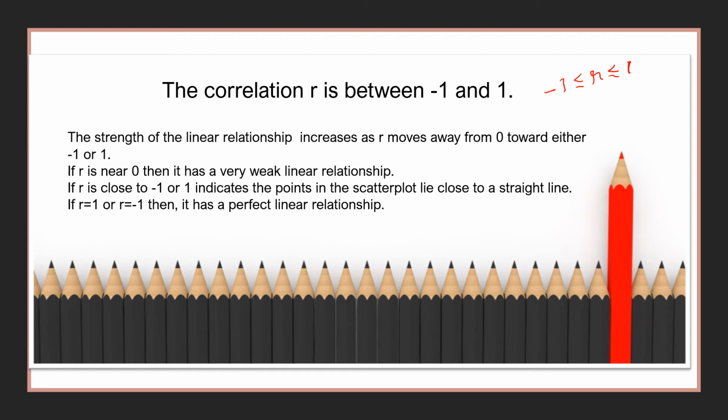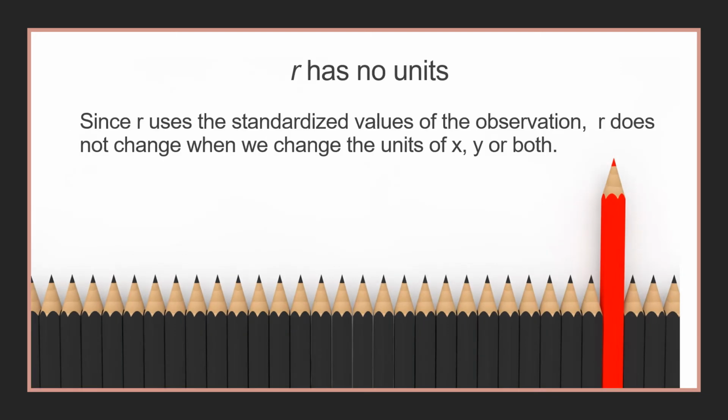If R is close to -1 or +1, it indicates that the points in the scatter plot will be close to the straight line. If it is exactly equal to 1 or -1, then it has a perfect linear relationship. This R has no units. This R value will not change when we change the units of x and y.